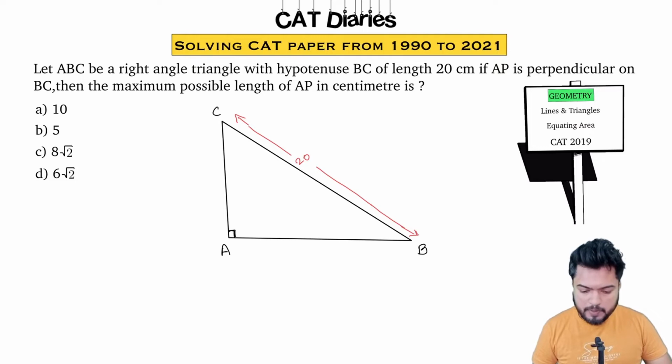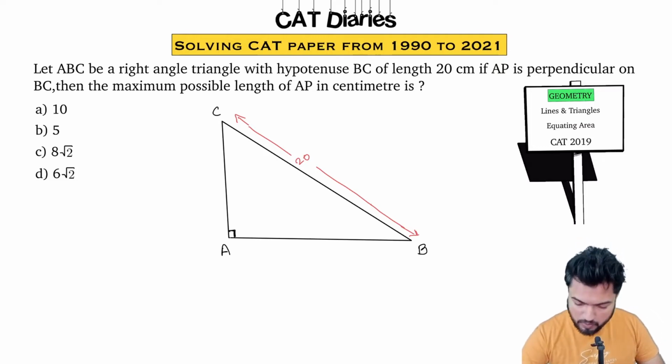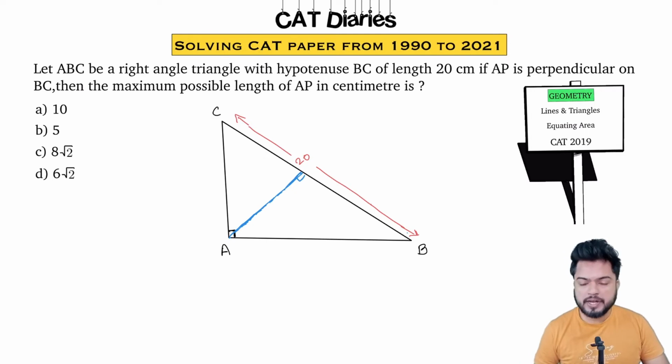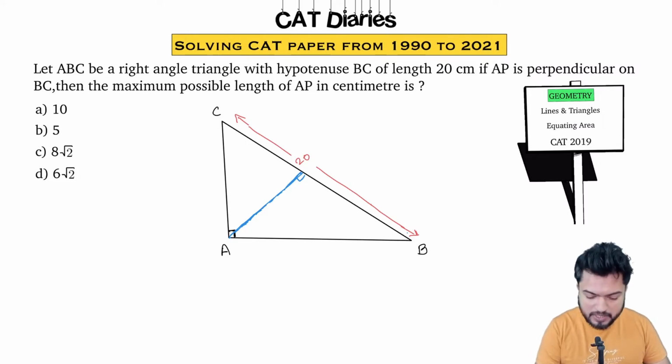AP is perpendicular on BC. So on BC you draw a perpendicular, which is from A. So this is your AP, which is a perpendicular on BC. That's what I draw from here. Now what is being given and what is being asked? Then the maximum possible length of AP. They are not asking you just the length of AP. The hint here is you need the maximum possible length of AP.